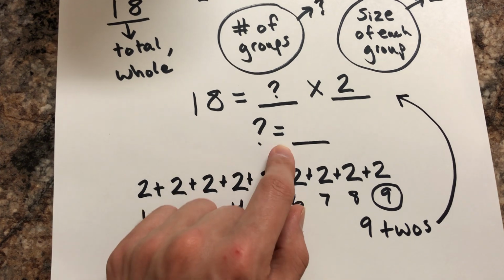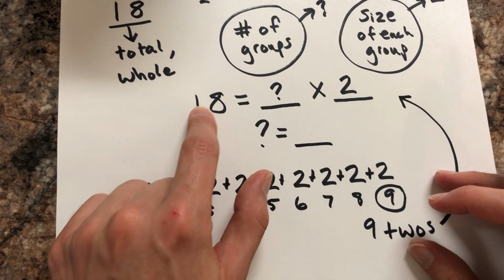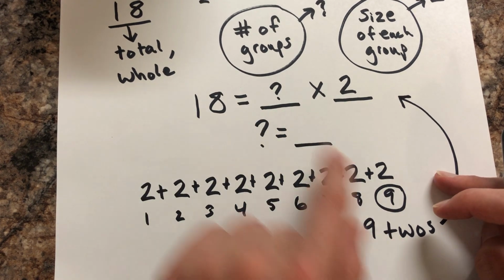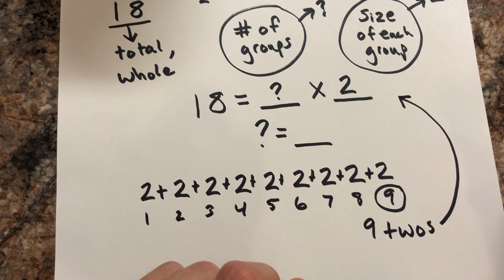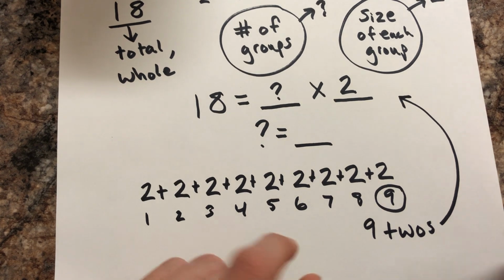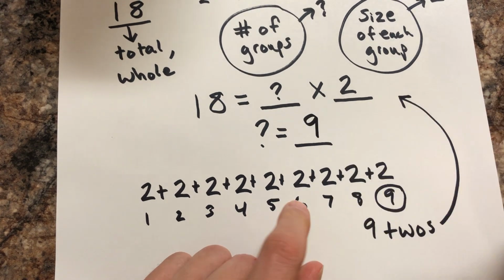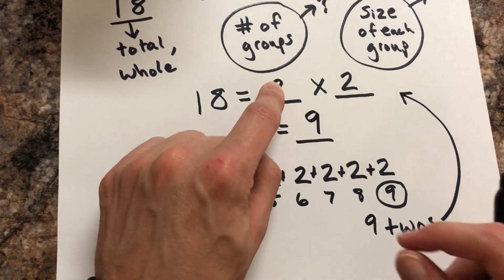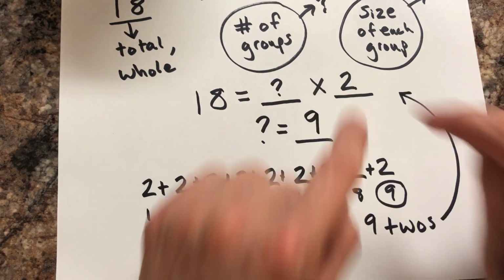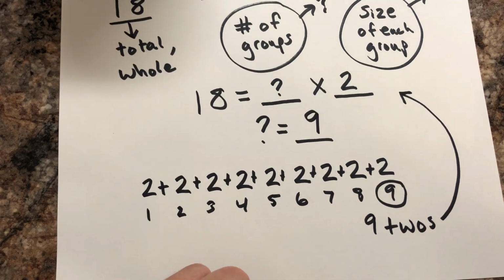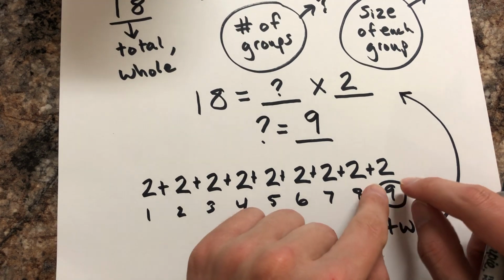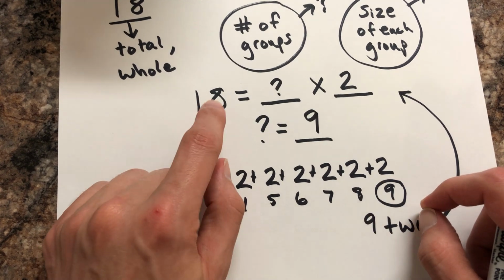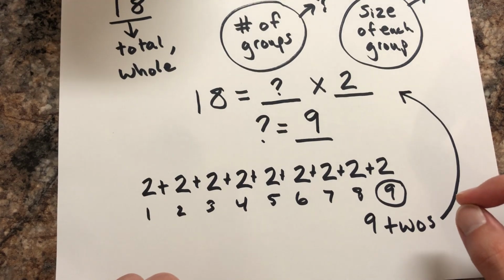So what is my question mark equal to? If this equation needs to say 9 2's, then what is my question mark equal to? That's right, 9, because if we put a 9 right here, 9 times 2 is the same as 9 2's. And when I put 9 2's and repeatedly add them together, I get 18.